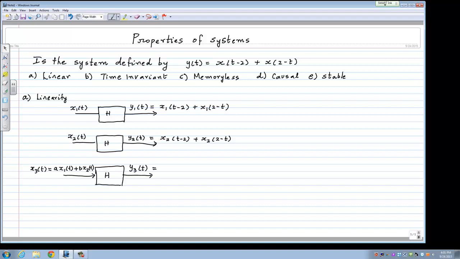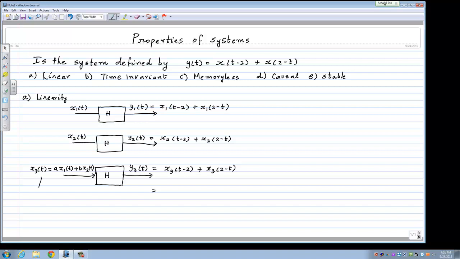And what do we know about y3 of t? Well, what we know is that y3 of t is x3 of t minus 2 plus x3 of 2 minus t. But writing it like this does not help us immediately, and what we would like to do is to have everything in terms of x1s and x2s so that we can see whether y3 of t is equal to a times y1 plus b times y2. So I'm going to try to replace x3 of t minus 2 and x3 of 2 minus t in terms of x1 and x2. So what do I know about x3 of t minus 2?